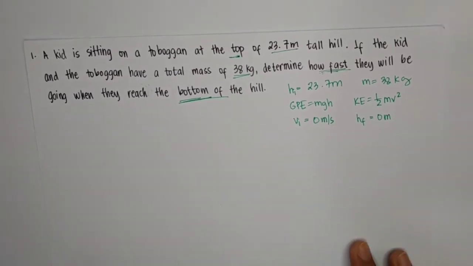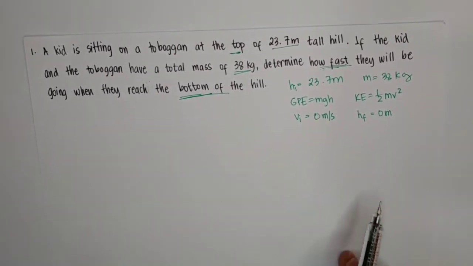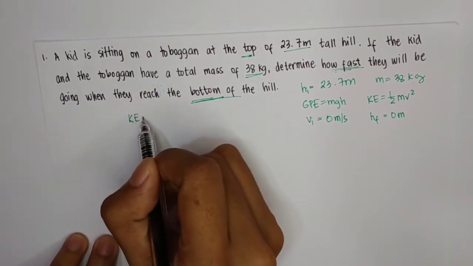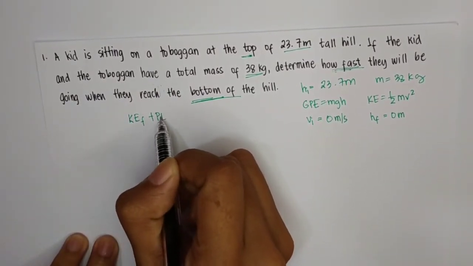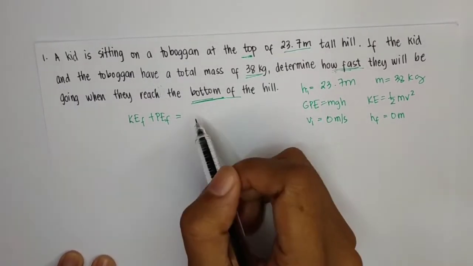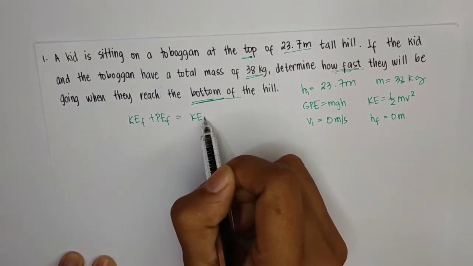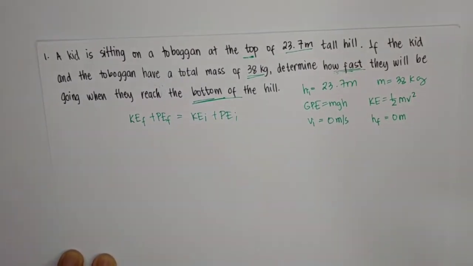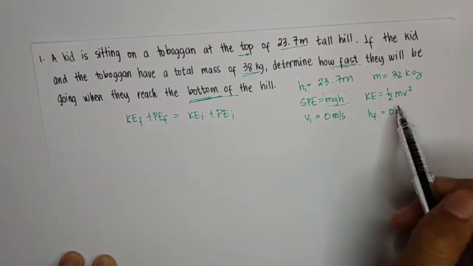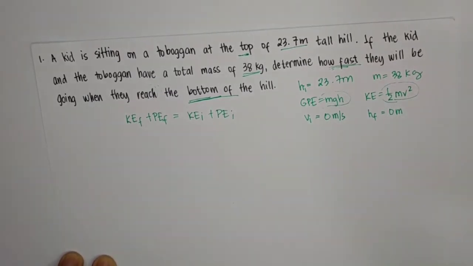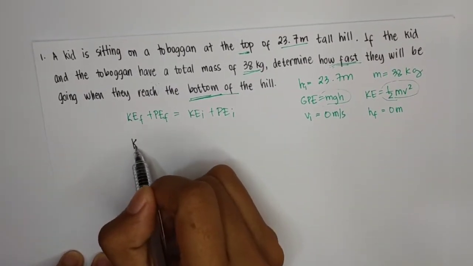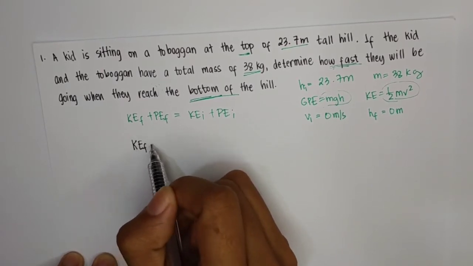So let's plug in this one to our formula. So again, ano yung equation natin? We have here KE final plus PE final is equal to KE initial plus PE initial. So, let's plug in our formulas, itong individual formula natin. So, we have here yung KE final natin.